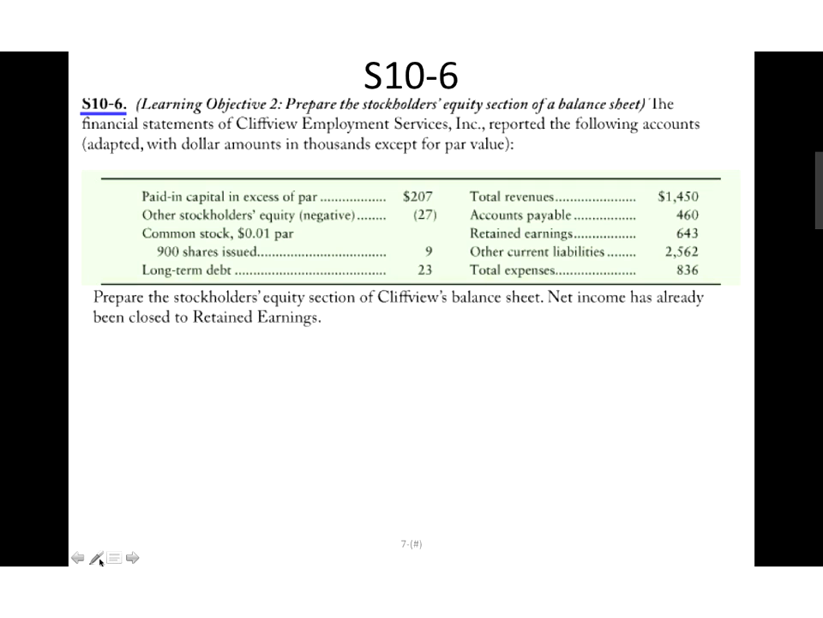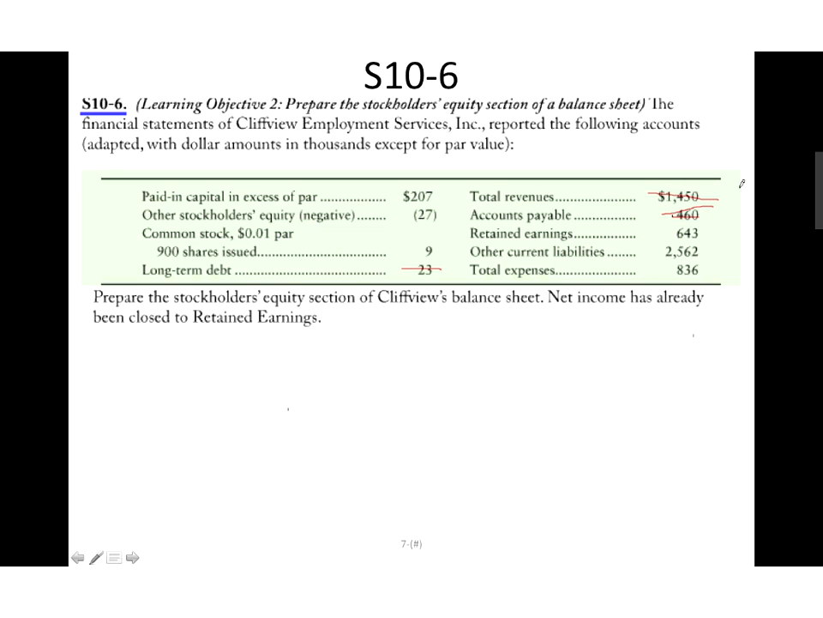So the first thing to do on this is to go through and cross out the accounts that are not stockholders' equity, because stockholders' equity accounts are going to include our common stock, any preferred stock, paid-in capital in excess, and retained earnings. That's all going to go in stockholders' equity. So just looking down the list, I want to get rid of the things that are not in there. Paid-in capital would be, other stockholders' equity would be, common stock would be. Long-term debt is not. Long-term debt is a liability, so it's not in the stockholders' equity section. Total revenues, it already told me it was closed into retained earnings, so I don't need total revenues. I don't need accounts payable.